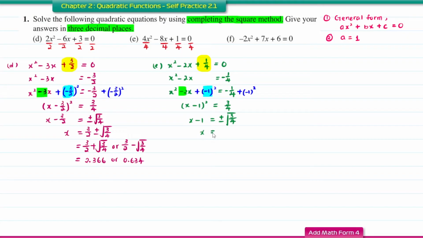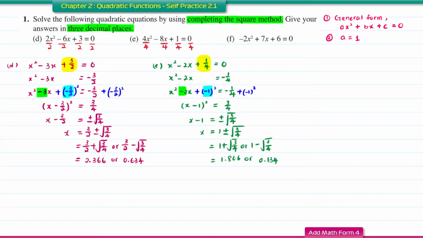So x is equal to, move this negative 1 to the other side, 1 plus minus square root 3 over 4. So the value of x, one of it is 1 plus square root 3 over 4, or the other one, 1 minus square root 3 over 4. Solve this using your calculator, you're going to get 1.866 or 0.134.